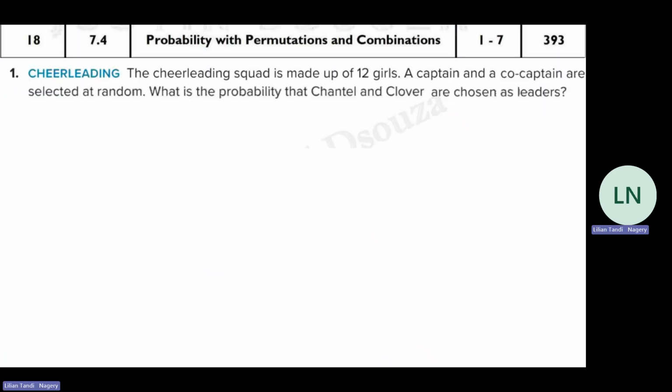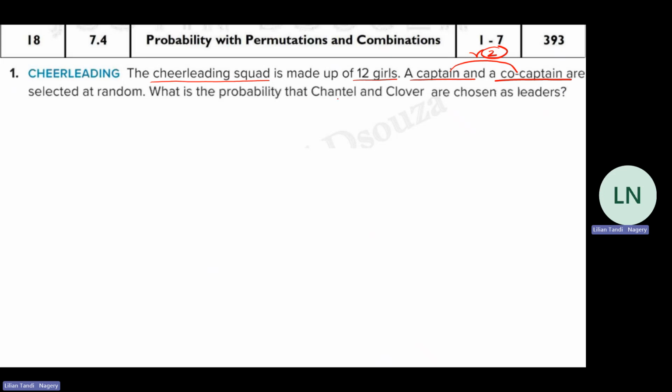Okay. So the cheerleading squad is made up of 12 girls. So this is a team. It's a team of 12 girls that are performing cheerleading. And they have a captain and a co-captain. So this is my R. So my R is 2 because they have 2 positions, which are selected at random.